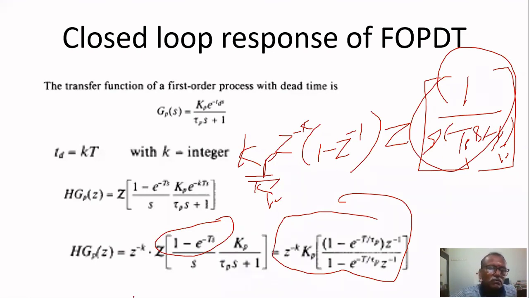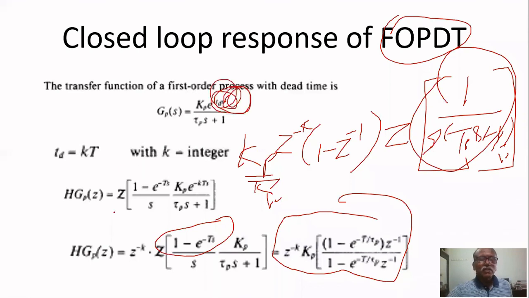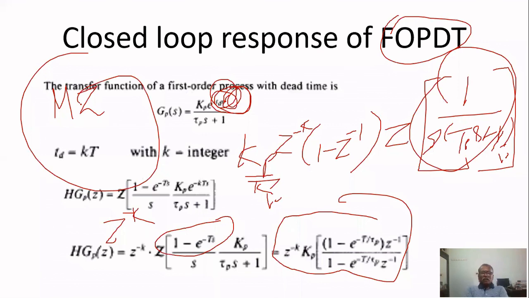If the dead time is an integral multiple of the sampling period, then you can take z power minus k outside. Otherwise, if the dead time is not an integral multiple of the sampling period, you have to go for the modified z transform. Otherwise, you can simply find it like this.